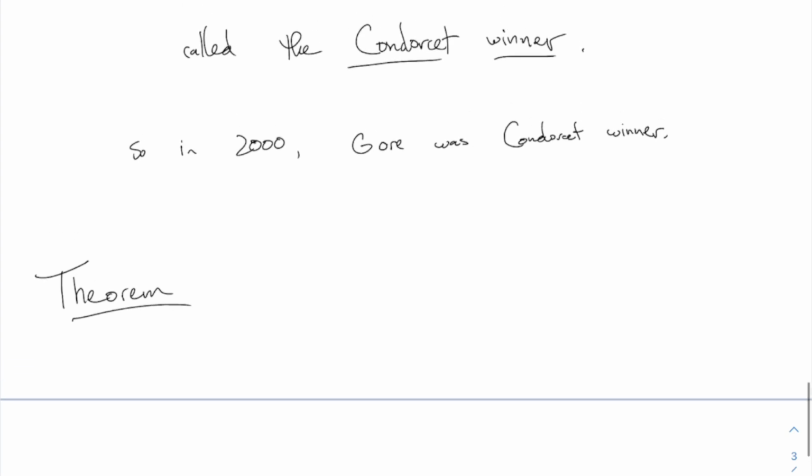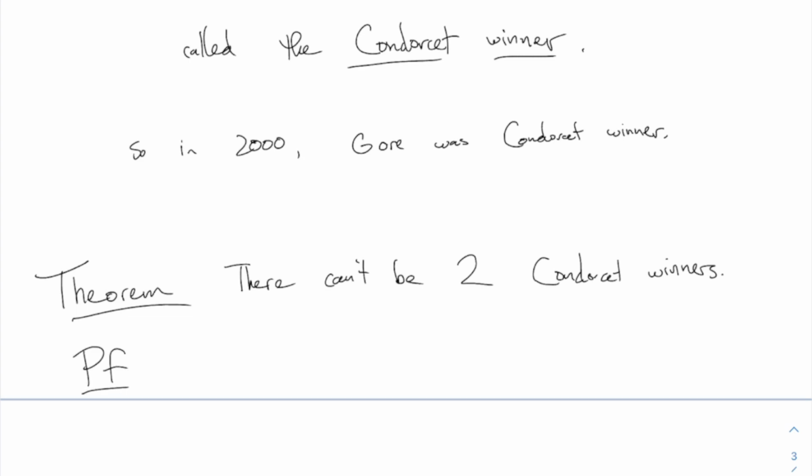And the theorem that I want to talk about is just the fact that there cannot be two different Condorcet winners. In an individual election, there can only be one Condorcet winner. I'll just say there can't be two Condorcet winners. All right, and I want to talk about the proof of this.